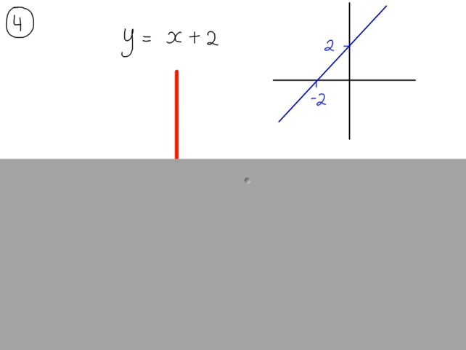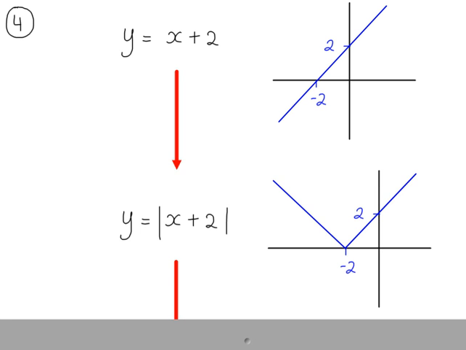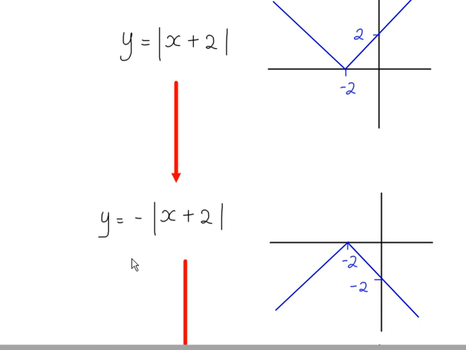Example 4, y equals x plus 2. Just a straight line, y-intercept of 2. Y equals the modulus of x plus 2. Y equals minus the modulus of x plus 2. So we have reflected the graph in the x-axis.